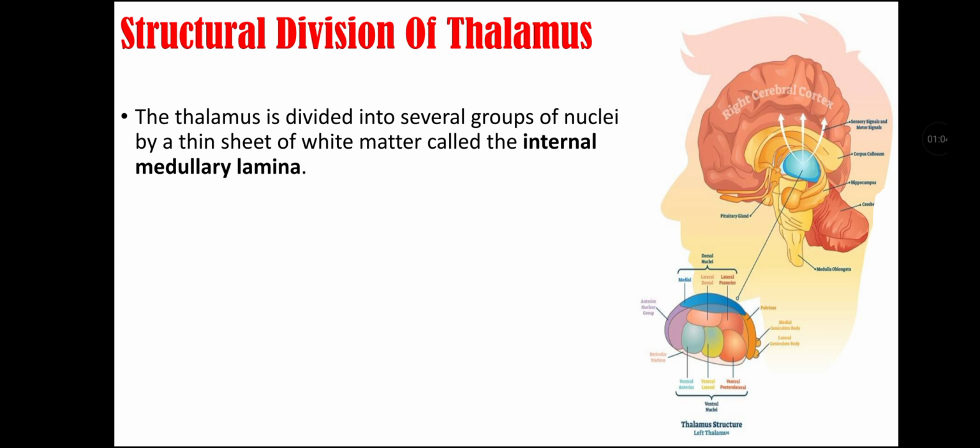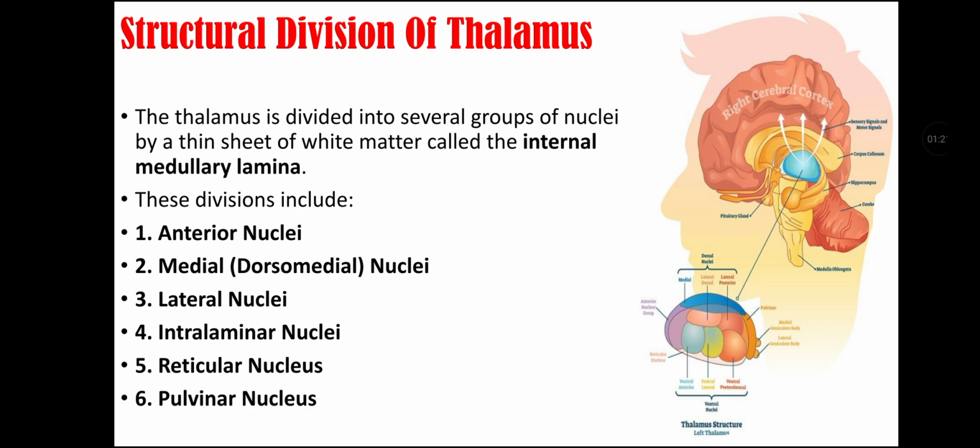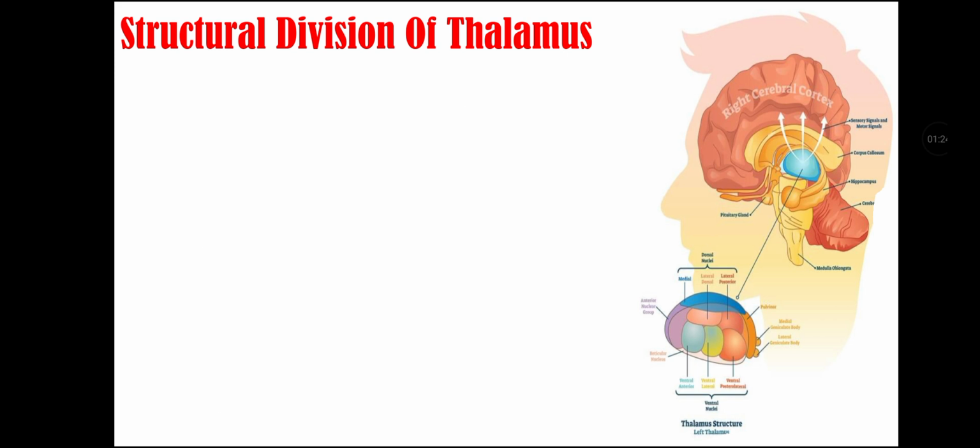Structural division of thalamus. Thalamus is divided into several groups of nuclei by a thin sheet of white matter called the internal medullary lamina. These divisions include anterior nuclei, medial nuclei or dorsomedial nuclei, lateral nuclei, intralaminar nuclei, reticular nucleus, and pulvinar nucleus. Now let's talk about these nuclei one by one.